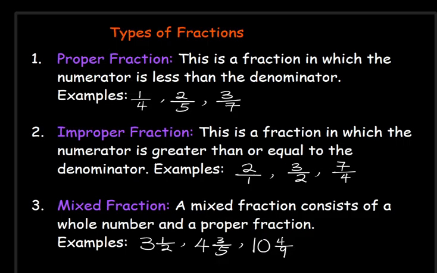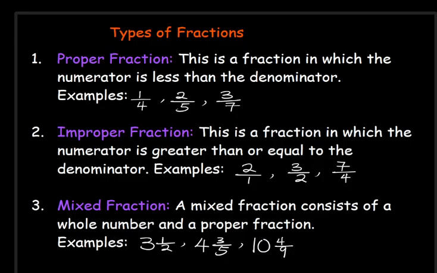Number two, improper fraction. This is a fraction in which the numerator is greater than or equal to the denominator. Examples: 2 over 1, 2 being the numerator is greater than 1. 3 over 2, 7 over 4. Please, you can also do well to write maybe 3 examples for each of these types.